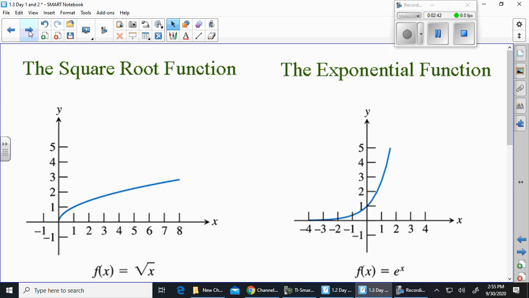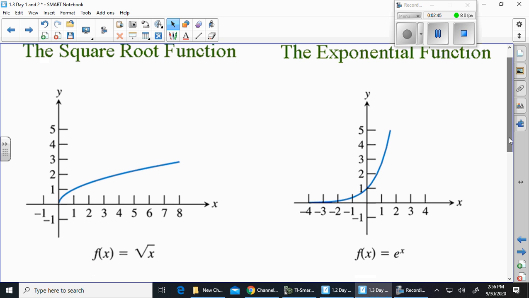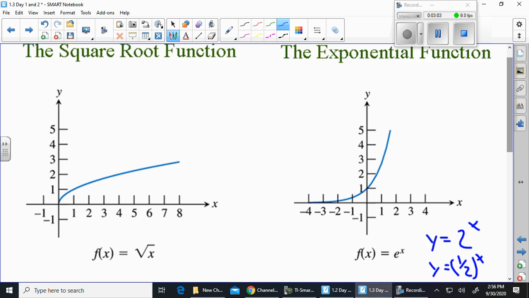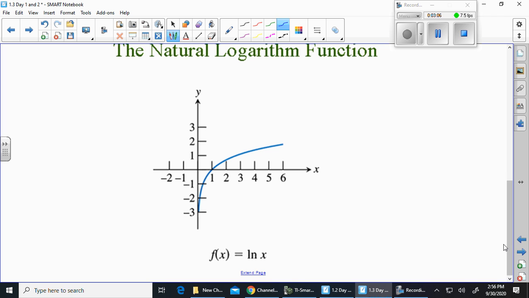Square root function, we did. Exponential function, now they have e to the x. I talked about the number e, but you'll see in my packet, I did y equals 2 to the x, and I also did y equals a half to the x. 2 to the x is exponential growth. A half to the x is exponential decay. Natural log is y equals ln of x, but remember, ln is just log base e. I could have put y equals the log of x, which is log base 10.